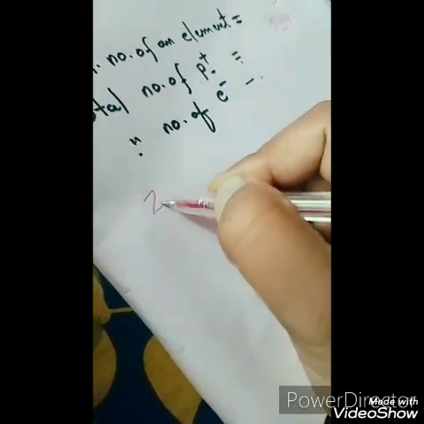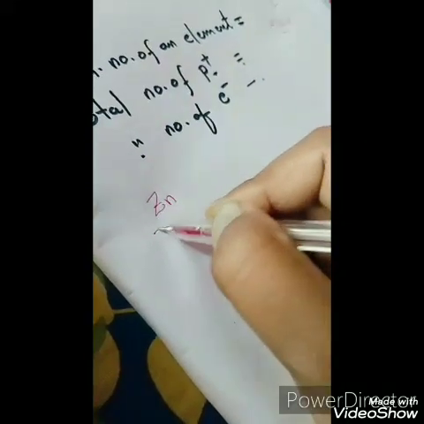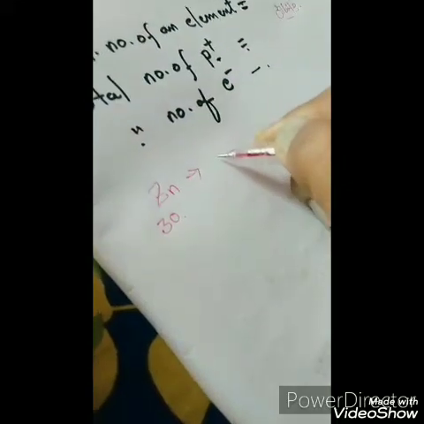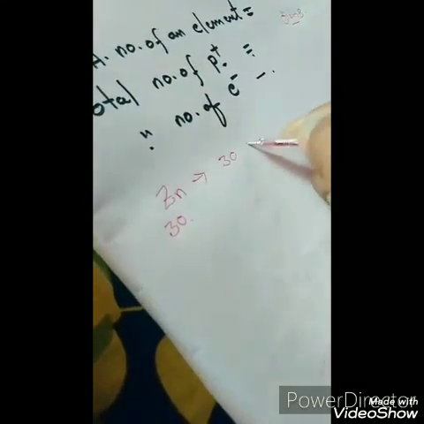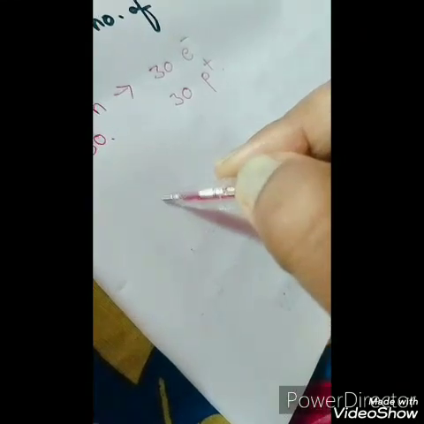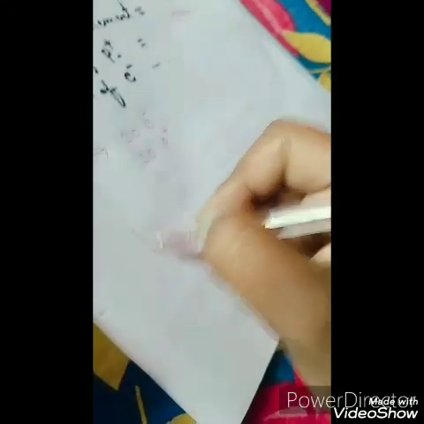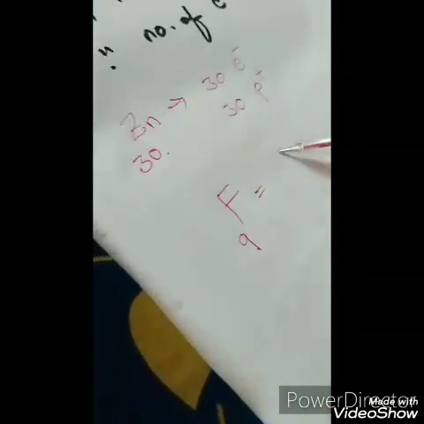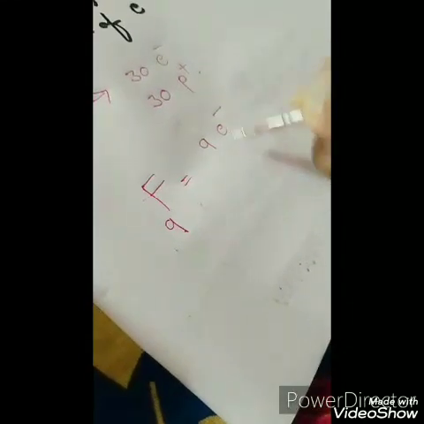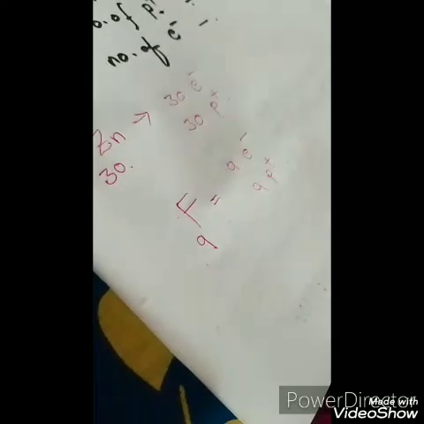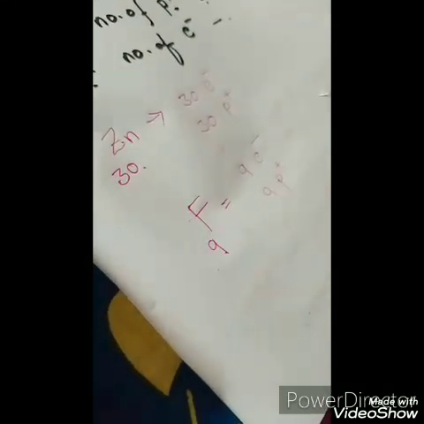Let us see the example. Let us take an element zinc. Zinc atomic number is 30. That indicates zinc element has 30 electrons as well as 30 protons. And another example, let us see fluorine. Fluorine atomic number is 9. That means it has 9 electrons as well as 9 protons. So that is about the total information of atomic number.